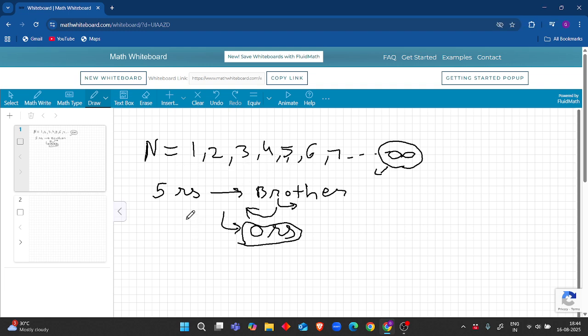So to show 0 we create another set of numbers called whole numbers. What are whole numbers? 0 with all natural numbers. Whole numbers are all natural numbers with 0.